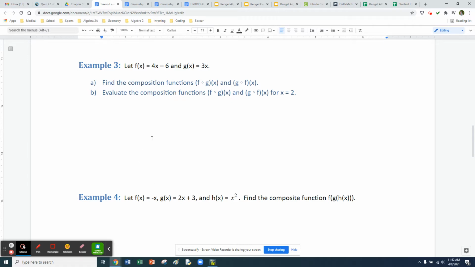But looking at example 3, we're going to start to look at how the composition of functions is not commutative, and how if you change the order of how you are finding your composition of functions, it will give you different results. So first we're going to look at what is the composition f of g of x, and then what is g of f of x. I'm going to use the space over here, and first we'll have f of g of x, and I'm going to use this type of notation. And then secondly, we'll go with g of f of x.